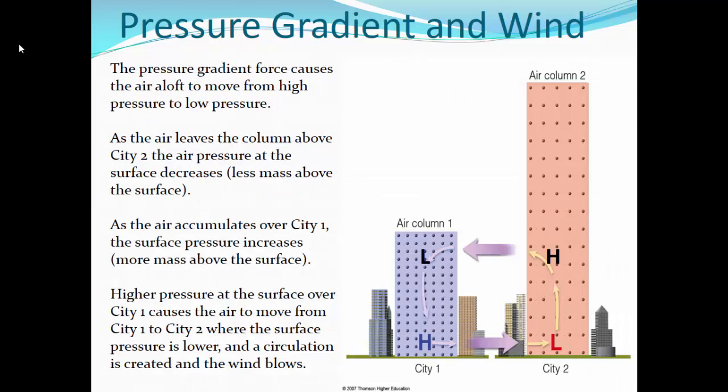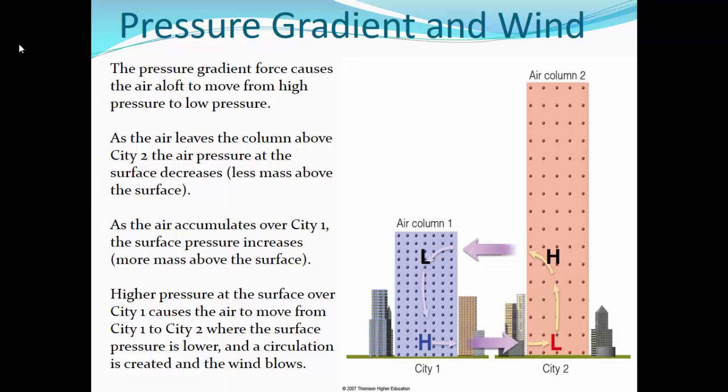How does that pressure gradient in the upper levels of the atmosphere, that we see here again in our illustration, with high pressure at the same level in the warm column and low pressure at the same level in the cool column, create a pressure gradient where wind is blowing from the high to low? How does that create surface wind? Well, the pressure gradient force causes the air aloft to move from high pressure to low pressure.